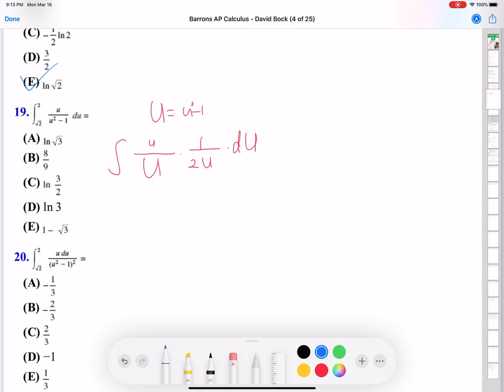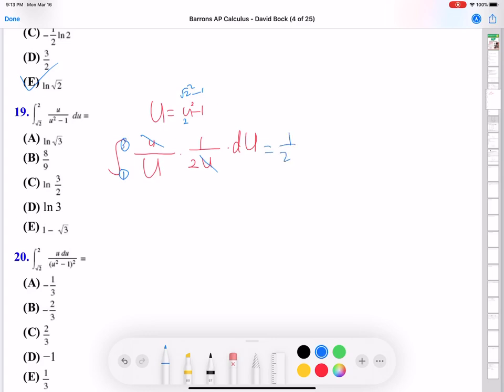Then the small u cancels out. And I can change these two numbers. If small u is square root of 2, squared minus 1, that's 1. So the lower limit is 1. Upper limit, if small u is 2, 2 squared is 4, 4 minus 1 is 3. So 1, 3.